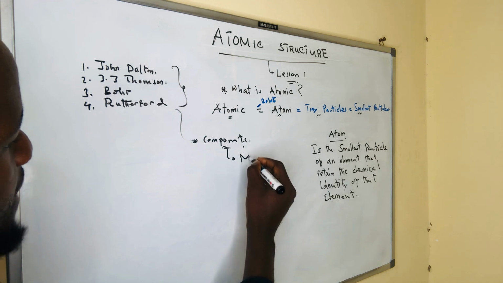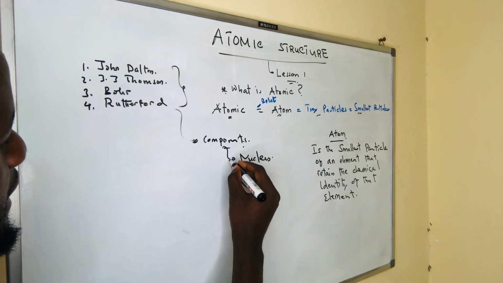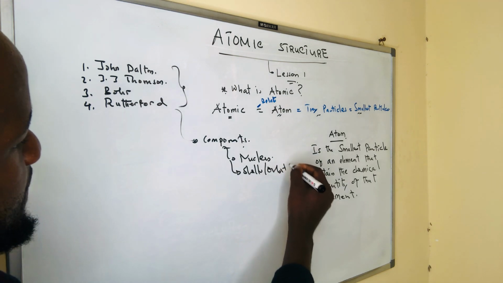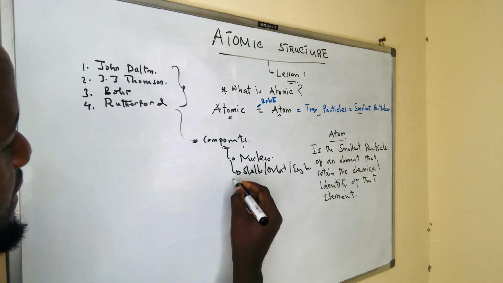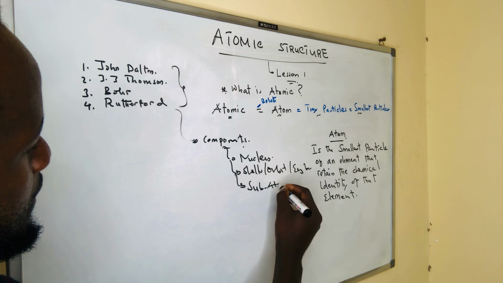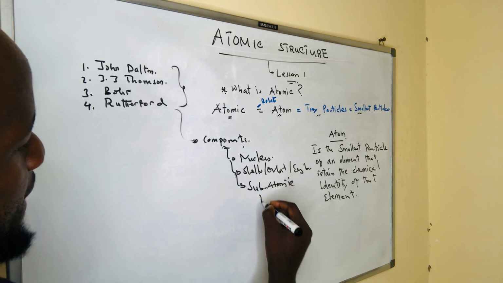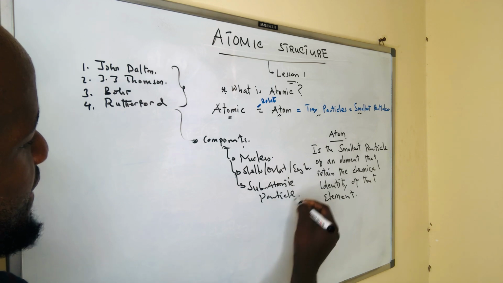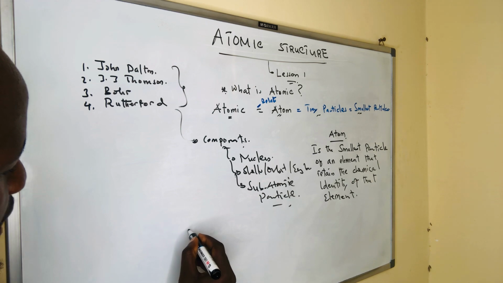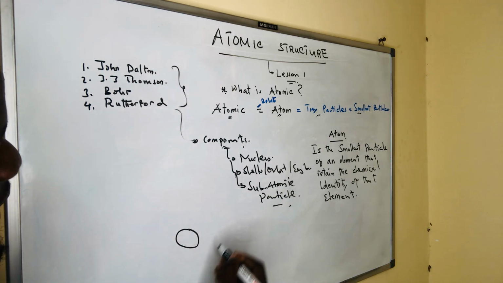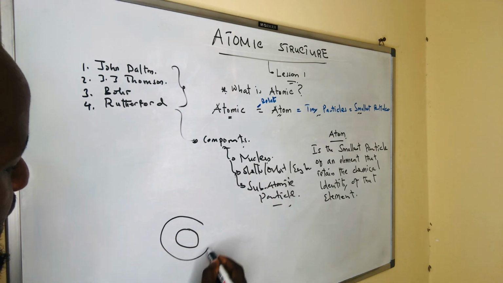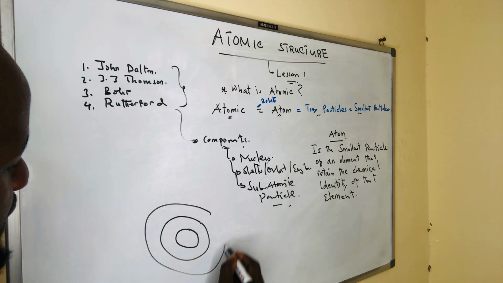Walisema kitu cha kwanza inakuwa made by nucleus, number 2 inakuwa made by shells or orbits, sometimes inaitwa energy levels, and number 3 inakuwa made by subatomic particles. Hivi ndio vitu ambavyo vinaitengeneza atom. Nucleus always inakuwa located at the center. Lakini pia we have shells. Shells is a circular path taken by an electron to revolve around the nucleus.